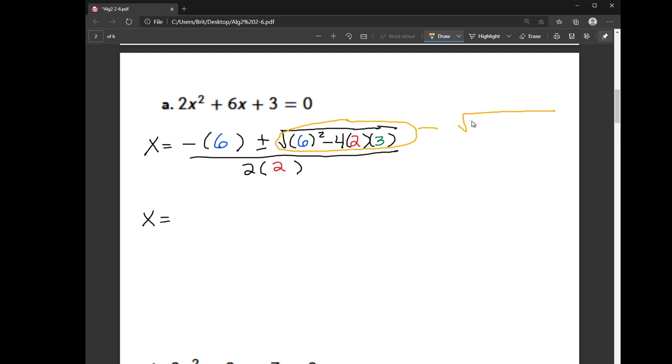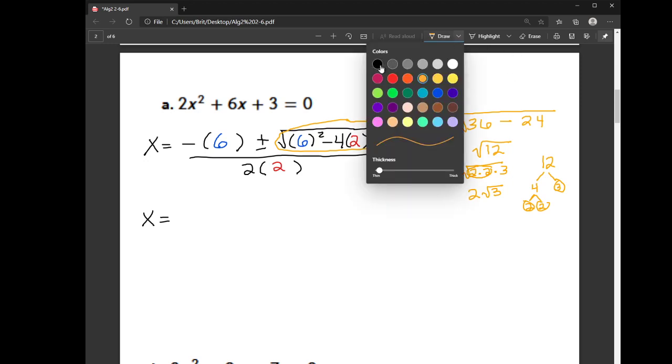So here we go, 6 squared is 36. 4 times 2 is 8, times 3 is 24. So with our discriminant talk, here I have a positive discriminant. So that means that I'm going to have two real value solutions. So with 12, that's the same thing as 4 times 3. And 4 is 2 times 2. So I'm breaking 12 down into 2 times 2 times 3. I'm going to take that pair and move it to the front.